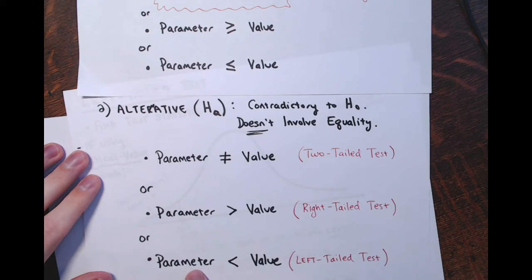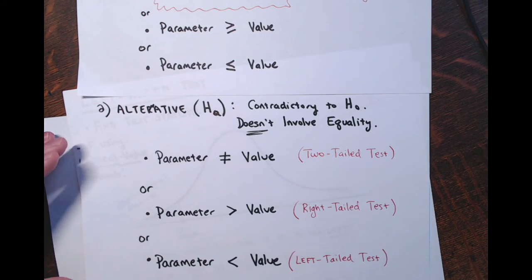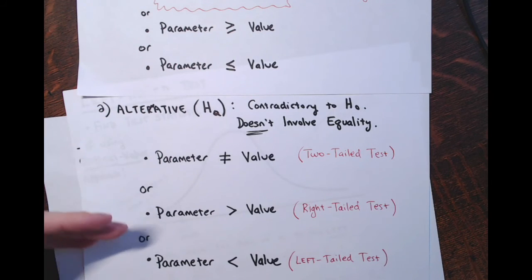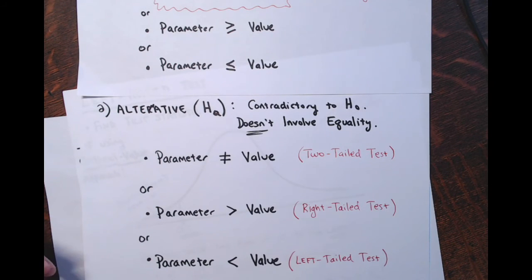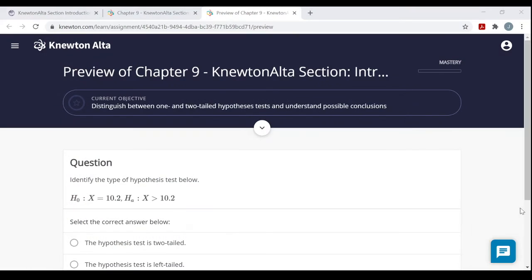Or it could be that the parameter is less than some specific value. And again, being less than a value on a number line is being left of it. So that would tell me that I'm doing what's called a left-tailed test. And it's really that simple to identify. If you set up your hypotheses correctly, you just look at how the alternative hypothesis looks, and from that you can say what kind of test you have. And that's actually this question here.